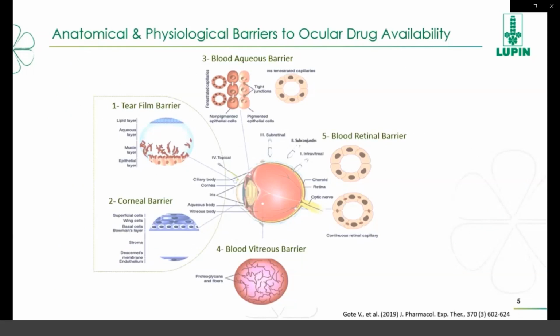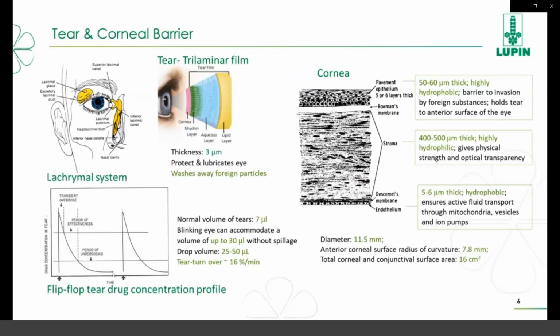In the context of this talk, we will restrict our discussion to tear film and cornea. The human lacrimal system is designed to provide continuous supply of tear over the outer eye globe with excess tear flowing into the nasolacrimal duct. Under normal condition, the outer surface of the eye has approximately 7 microliter of tear, which forms a 3 micron thick layer over the surface.